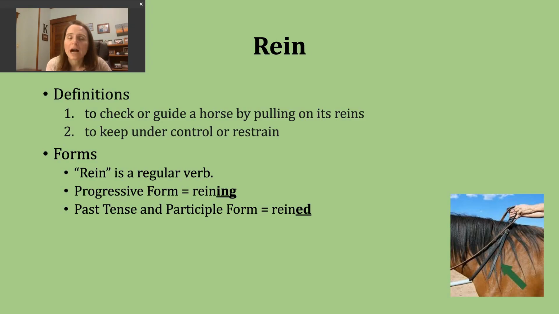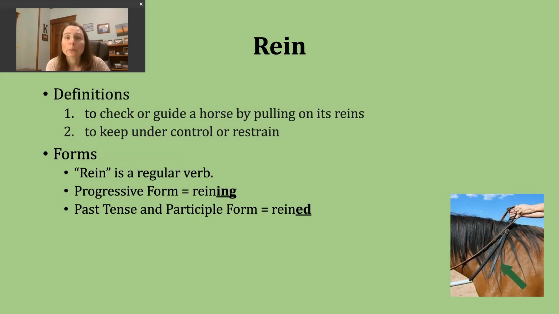But a more common way that you'll encounter this verb now can mean to keep something under control or to restrain it, so to prevent something from running wild, right? That's why we have those leather straps to control the horse. So there's that connection to the second definition. For now, you should know that rein is a regular verb. If you want to make the progressive form of this verb, all you need to do is add ing, and that forms reining. The past tense and the participle form of our verb can be made by adding ed.